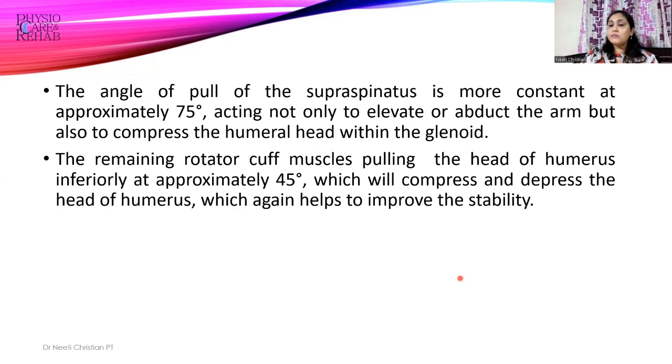One muscle, the supraspinatus muscle, is very active as an agonist muscle. At the same time, the other three rotator cuff muscles are very much active, and they act as a force couple, which gives the same kind of force but in the opposite direction.